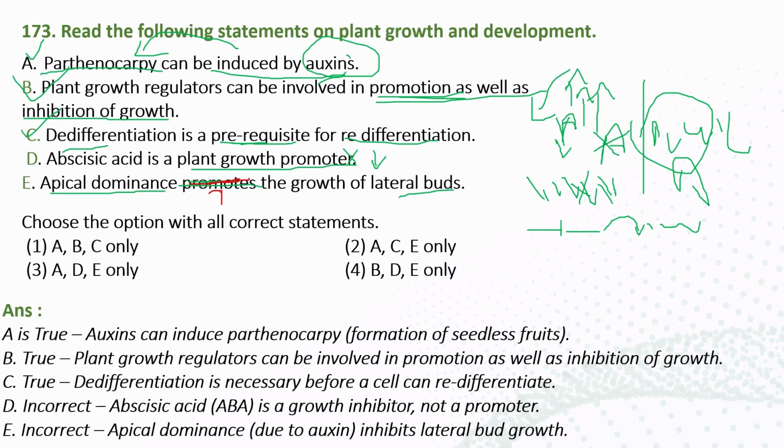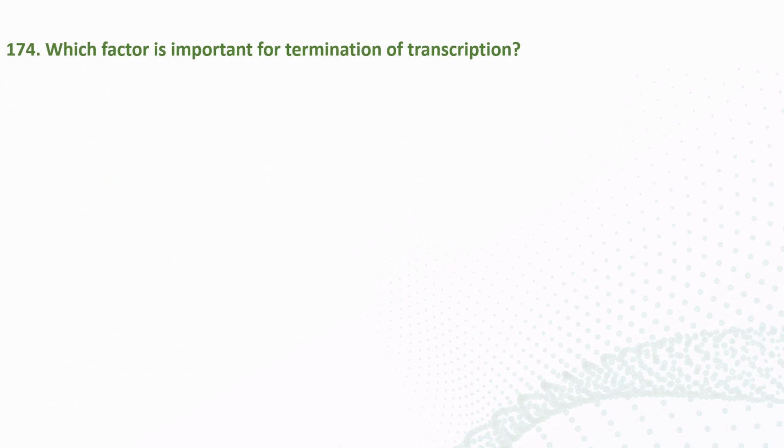It will inhibit the growth of lateral buds. So here D and E are wrong, whereas A, B, and C are the correct options. In this, A, B, C only are the correct options. So option 1 is correct. Okay, we'll move on to the next question.